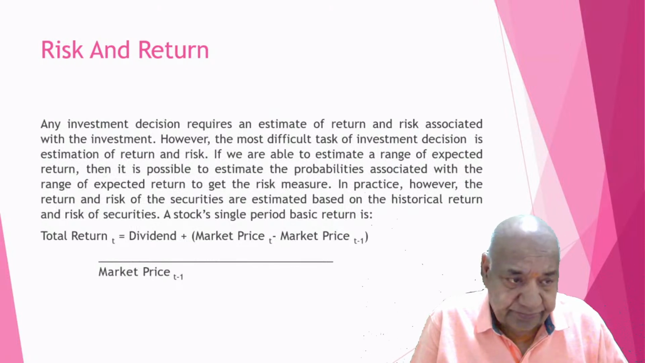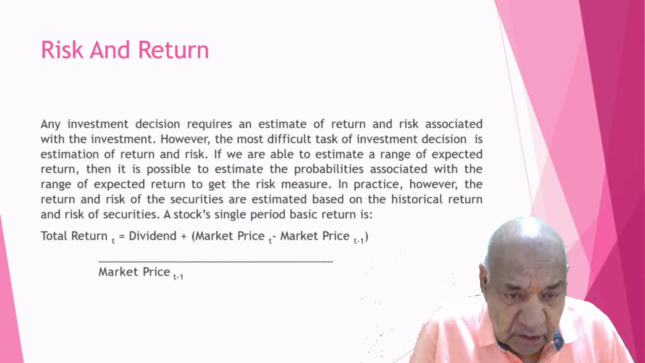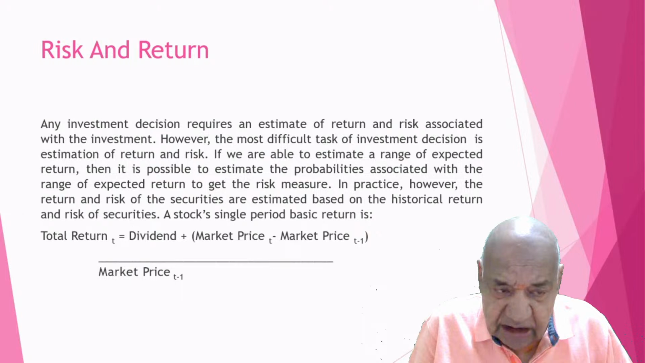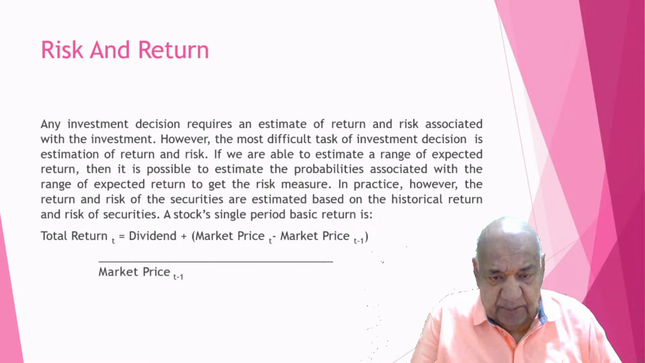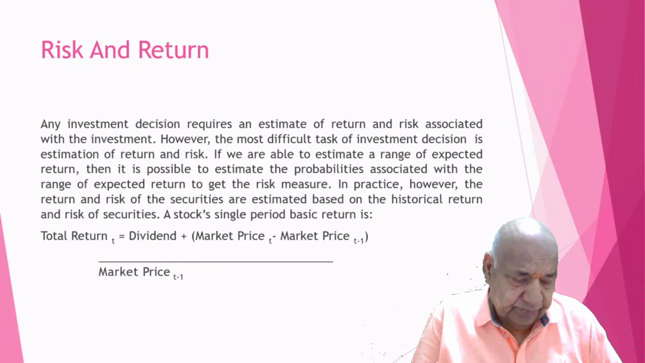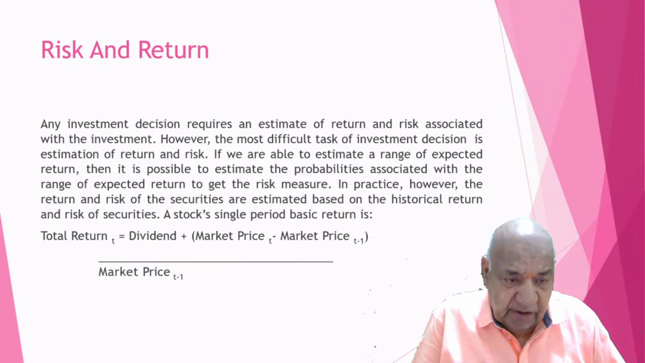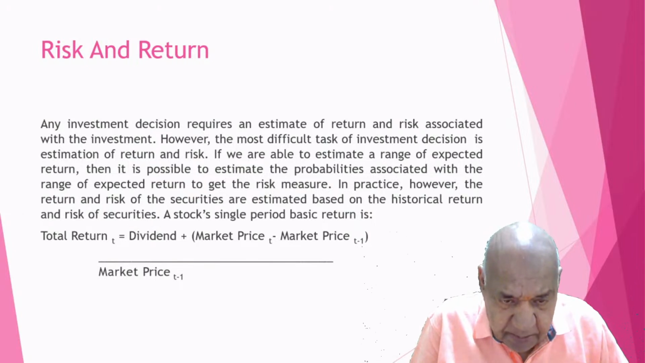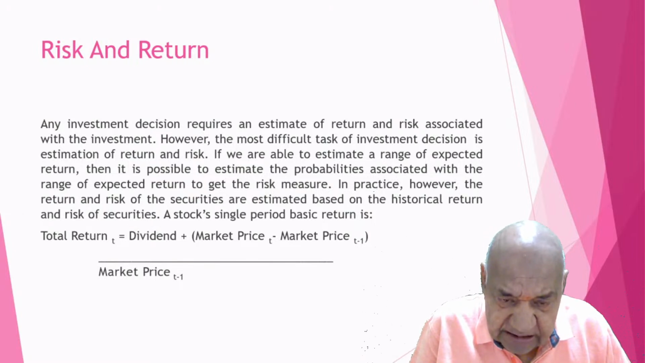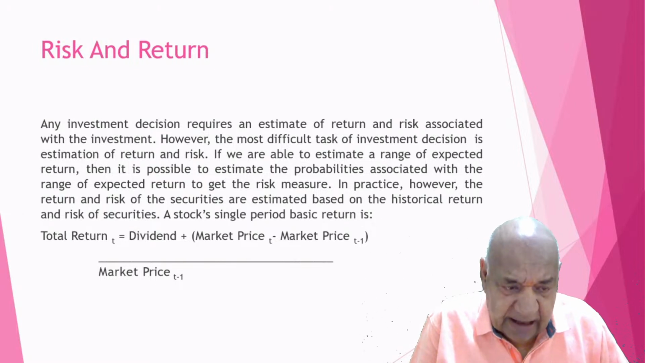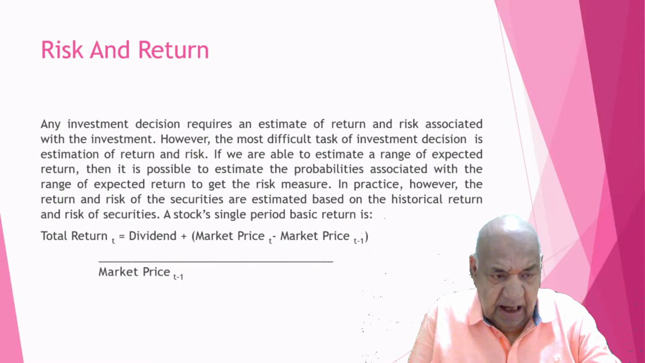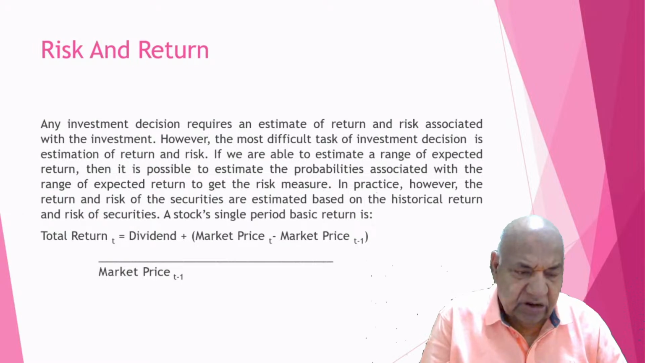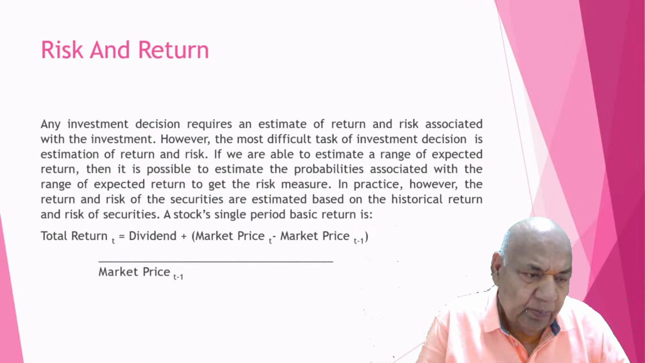In practice, however, the return and risk of the securities are estimated based on the historical return and risk of securities. A stock single period basic return formula is: total return equals dividend plus market price T minus market price T minus 1, that is, market price of the current period minus market price of the previous period, and divided by market price T minus 1, or of the previous period.